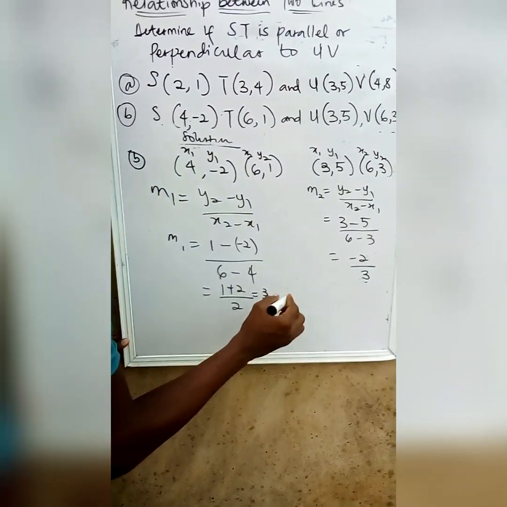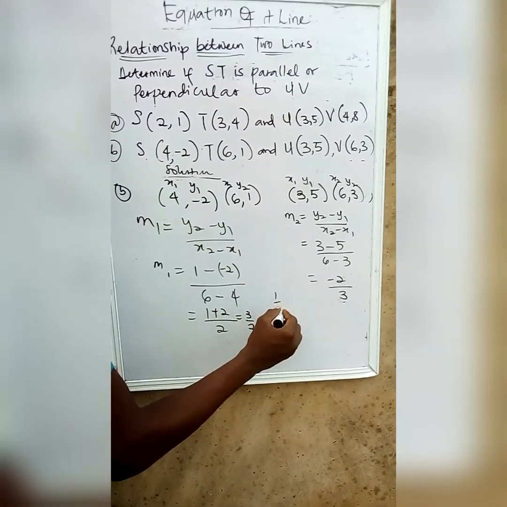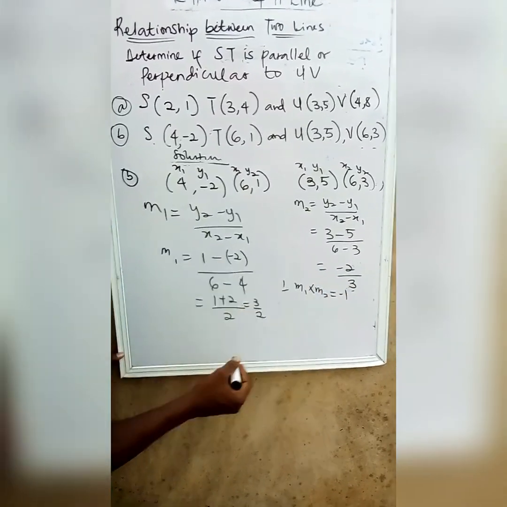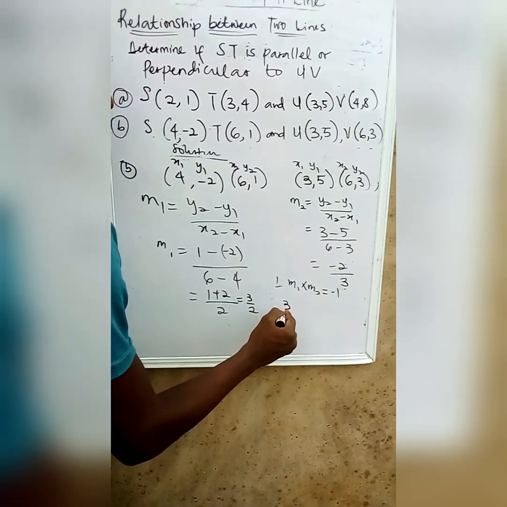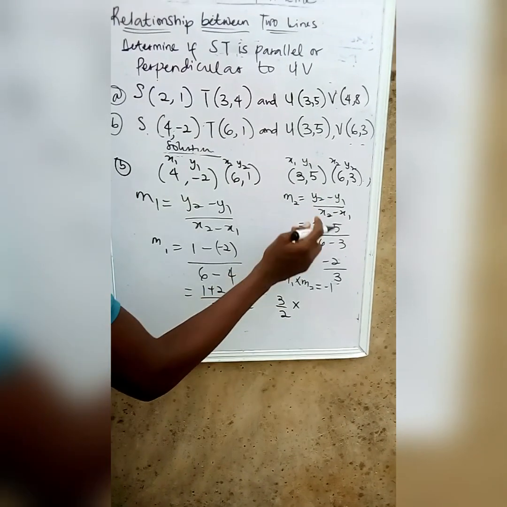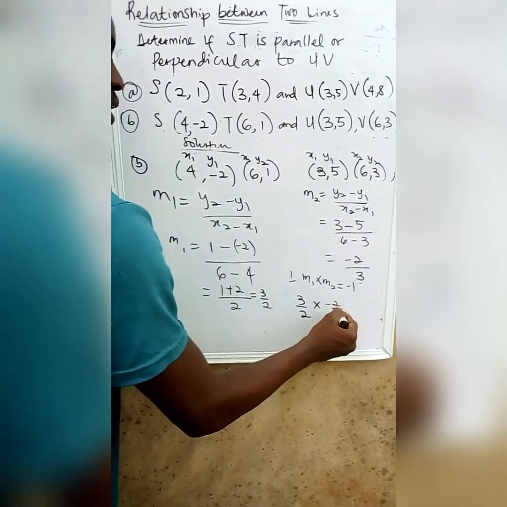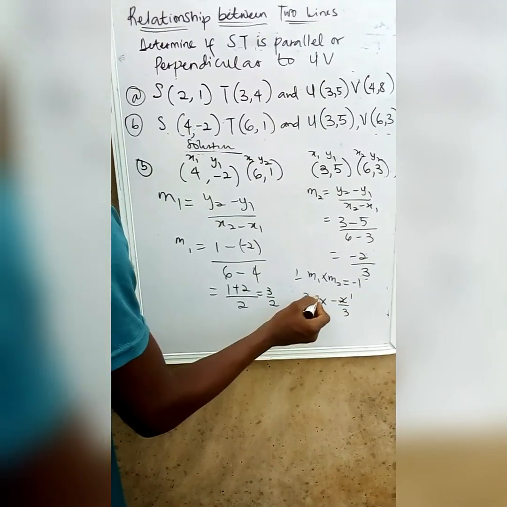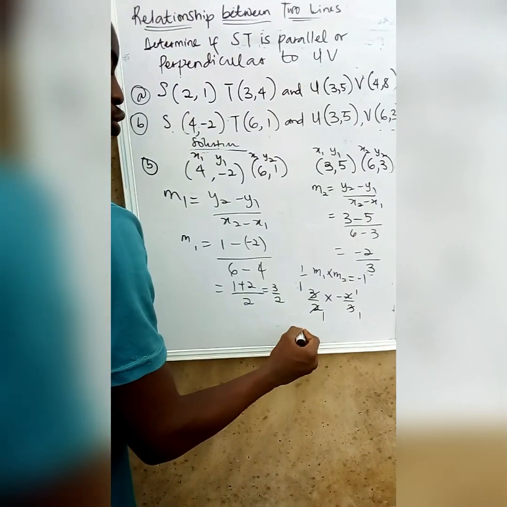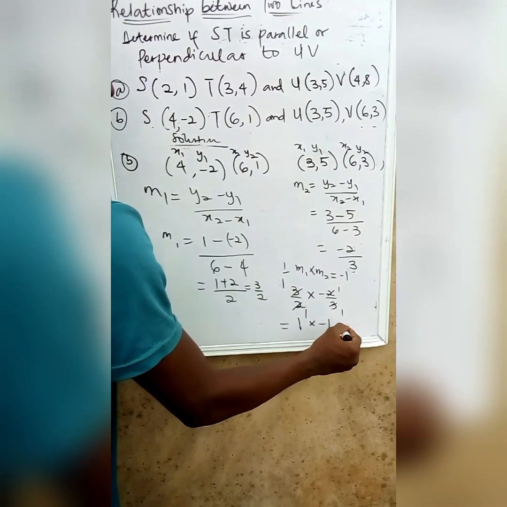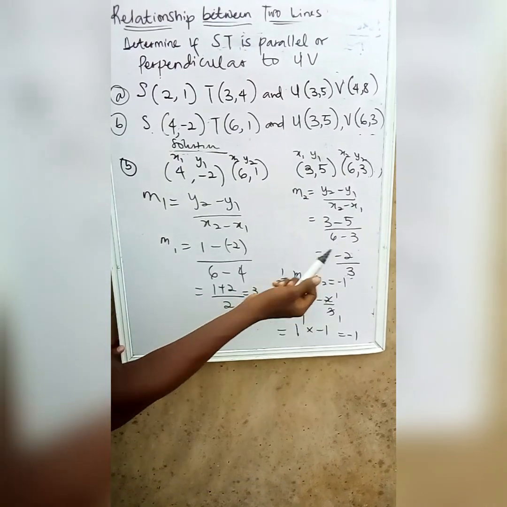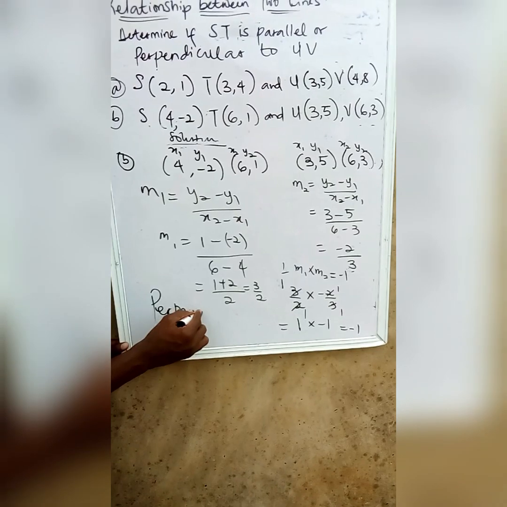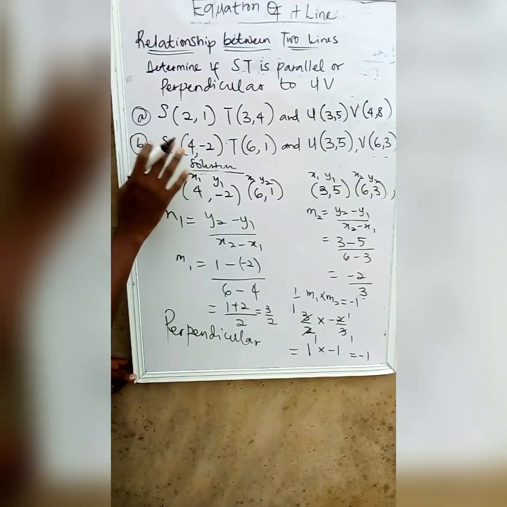If they are perpendicular. When two lines are perpendicular, we said that what? M1 times M2 must give us minus 1. So let's test it. Our M1 is what? 3 over 2 times our M2 minus 2 over 3. 2 here 1, 2 here 1, 3 here 1, 3 here 1. So we'll be having 1 times minus 1, and that's equals to what? Minus 1. Since their product is minus 1, that means the two lines are what? Perpendicular. You get it?